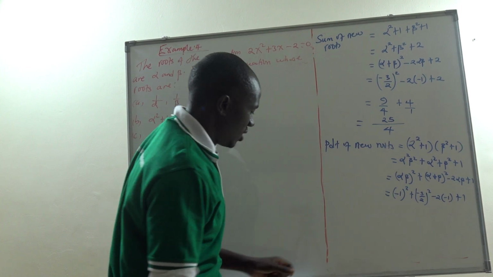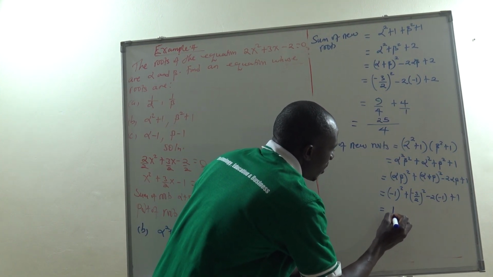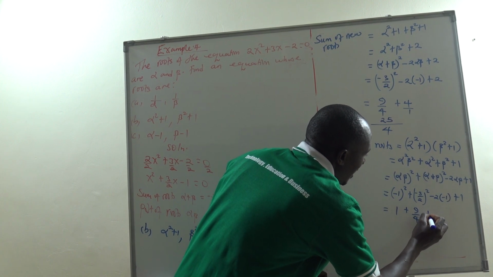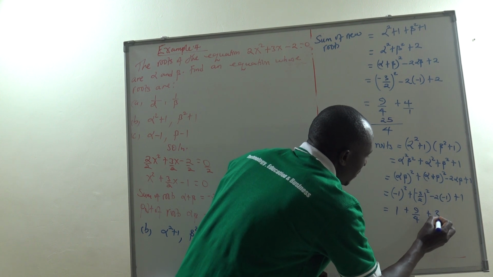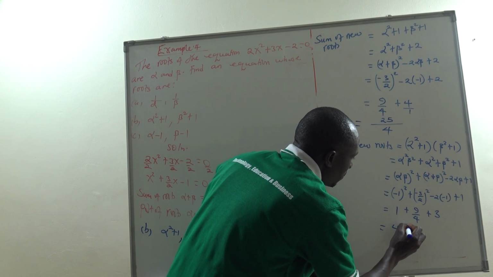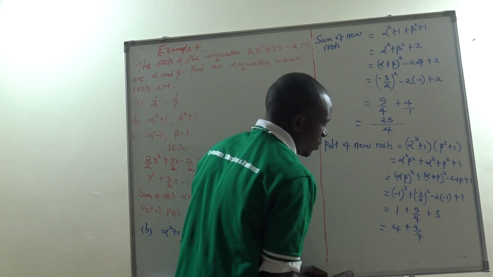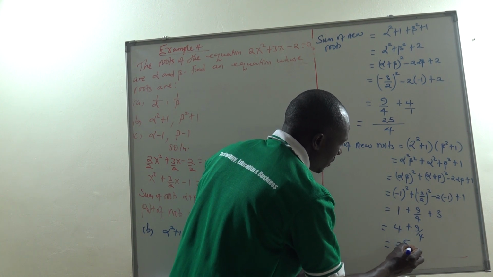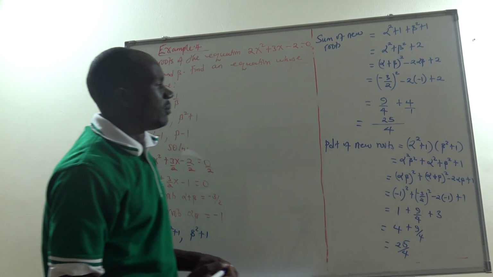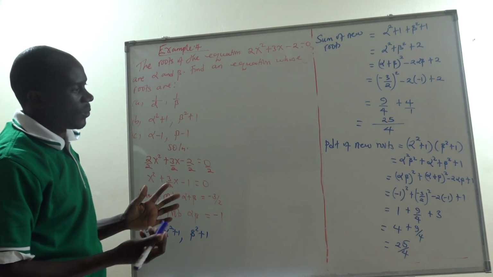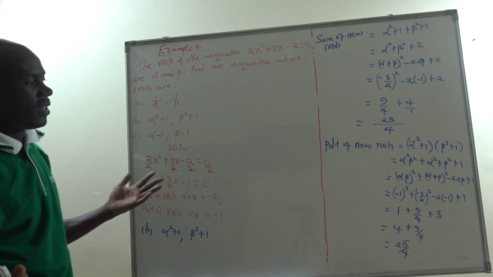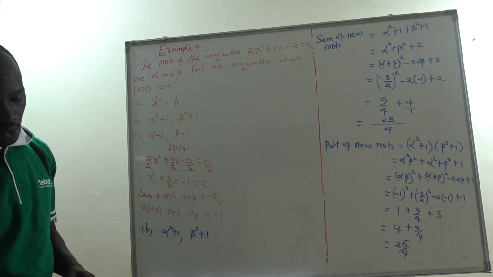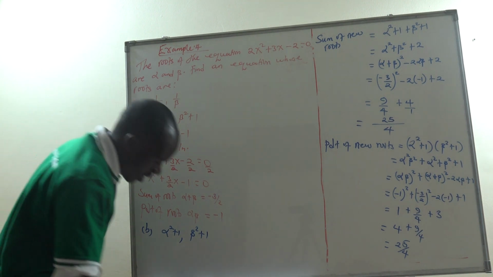So we go ahead and expand it very well. Negative 1 squared, you're getting 1 plus 9 out of 4 plus 2, then that one is already 3. We are coming out with 4 plus 9 out of 4. So this is 16 plus 9. We are coming out with also 25 out of 4 as the product of the new roots. So after coming out with that, automatically we are going to substitute in our equation.